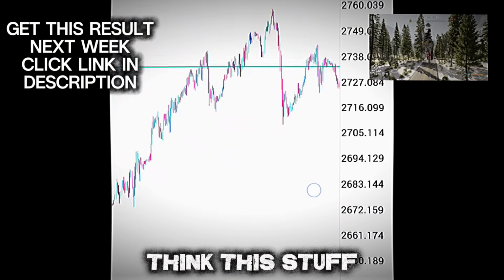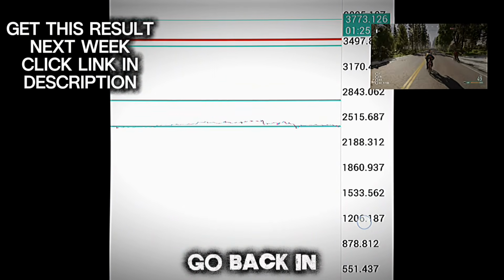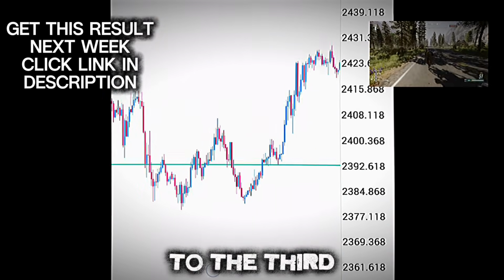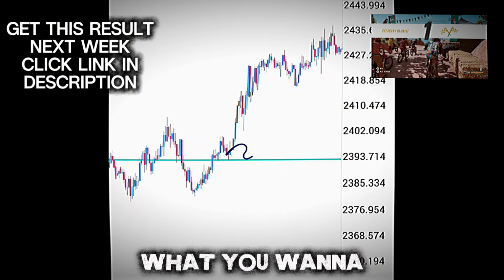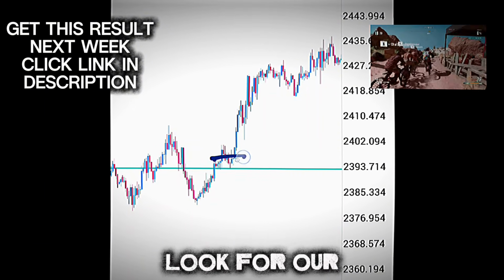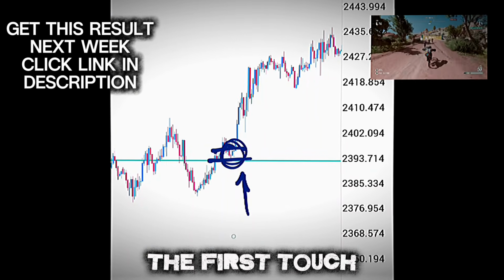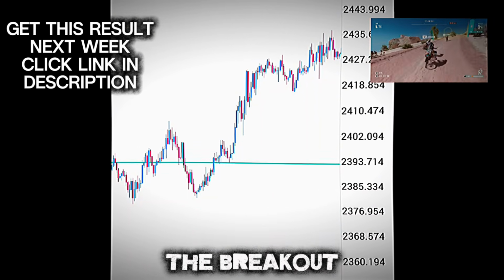And if you think this stuff is actually a scam, that it does not work, we can still go back in time, because this is just the second one. And then when we get to the third one, you can see that's our green line there. What we want to do is first look for our impulse point. So the impulse point is the first touch after or before the breakout.